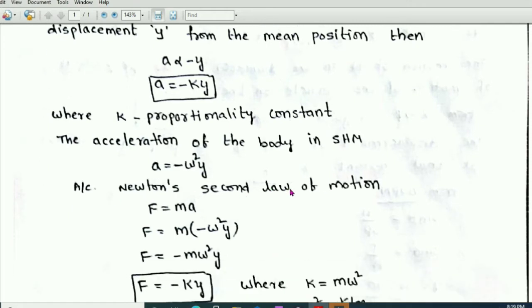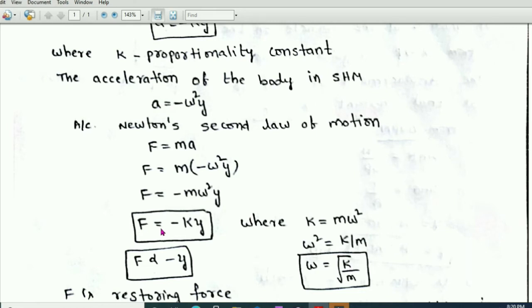According to Newton's second law, we know F is equal to ma. Now F is equal to m into a, and in place of acceleration we substitute the value minus omega square y. So it can be written as F is equal to minus m omega square y. Now it can be taken as F is equal to minus ky. In place of m omega square we have taken k, because m is constant and omega is constant. That's why m omega square is equal to k.